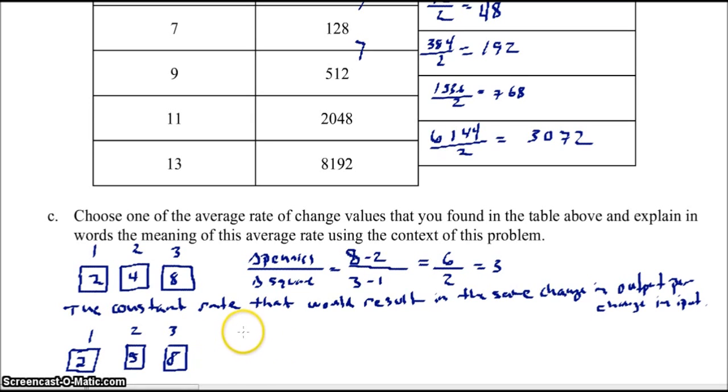Then notice that the change in pennies over the change in the square is 8 minus 2 over 3 minus 1, which is 6 over 2, which is 3. So here we just added 3 pennies each time. Here we added 2 pennies, then added 4 pennies. That's exponential growth. This is linear growth. The constant rate of change basically tells you the linear growth factor you would need to have the same change in output over the same change in input. That's our average rate of change.